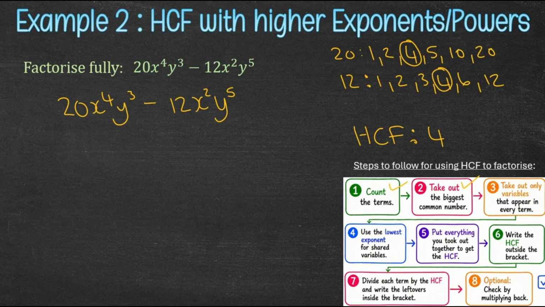Now for step 3, we are going to take out only the variables that appear in every term. So let's have a look here. I've got an x in this term, and I've got an x in this term.